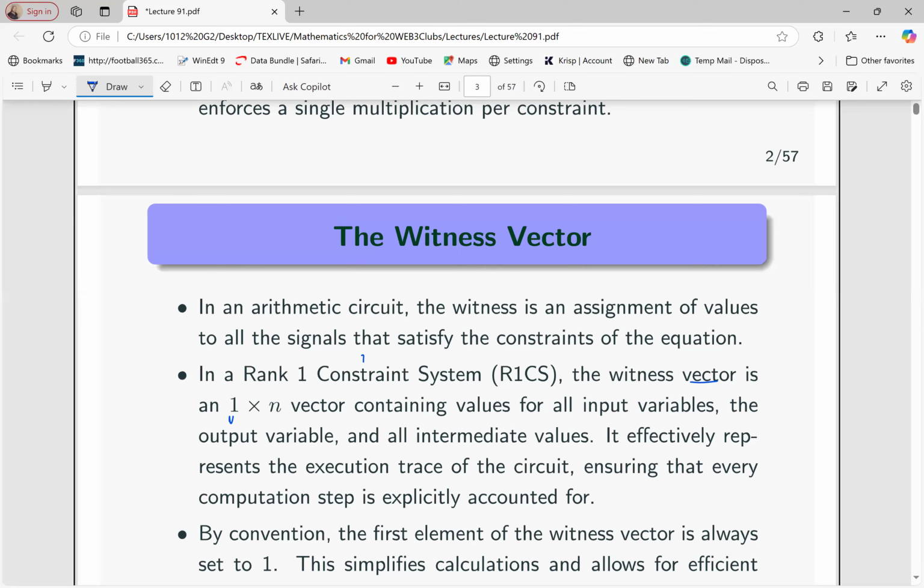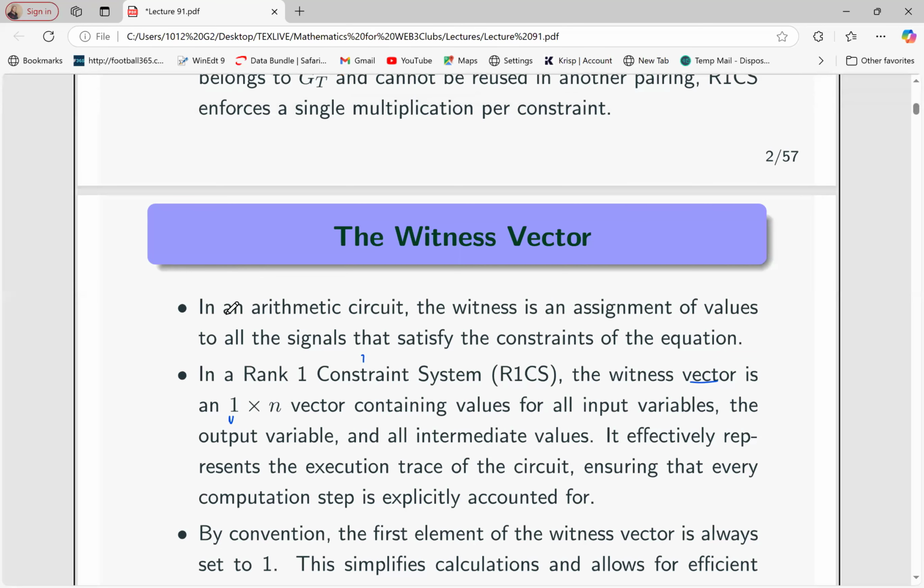In terms of a rank 1 constraint system, a witness will be a vector with one row and n columns of all the input variables, all the inputs. The other witnesses will also be the outputs. So in the case of rank 1, we mentioned x2 and x1, but we're also saying that the outputs will also form witnesses. And the other witnesses will be formed by the intermediate values.